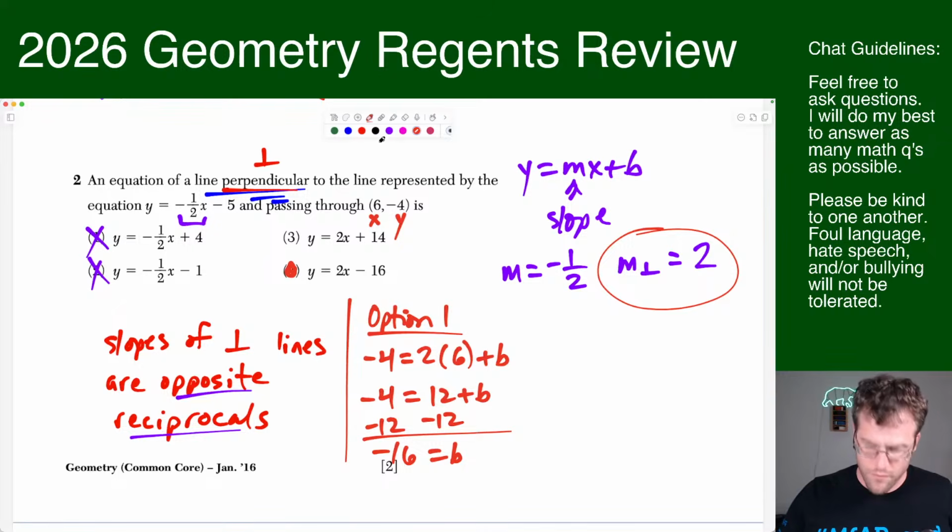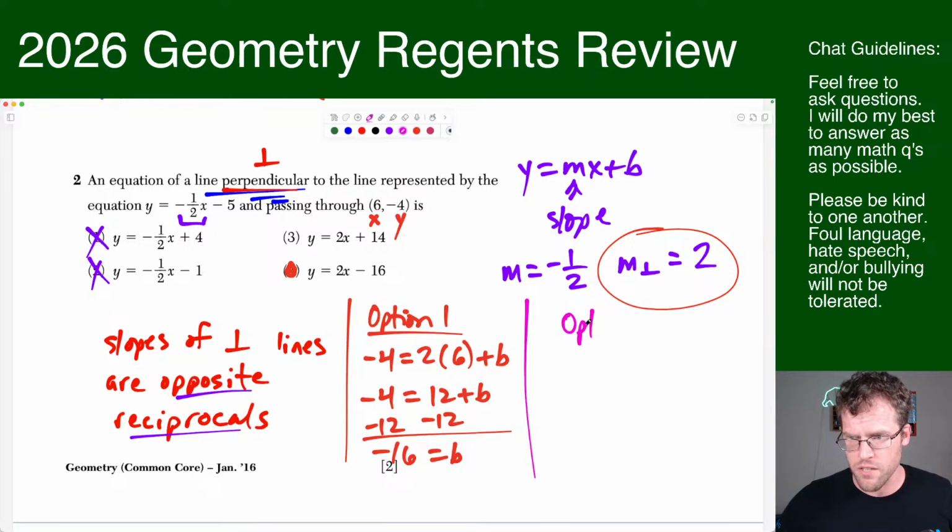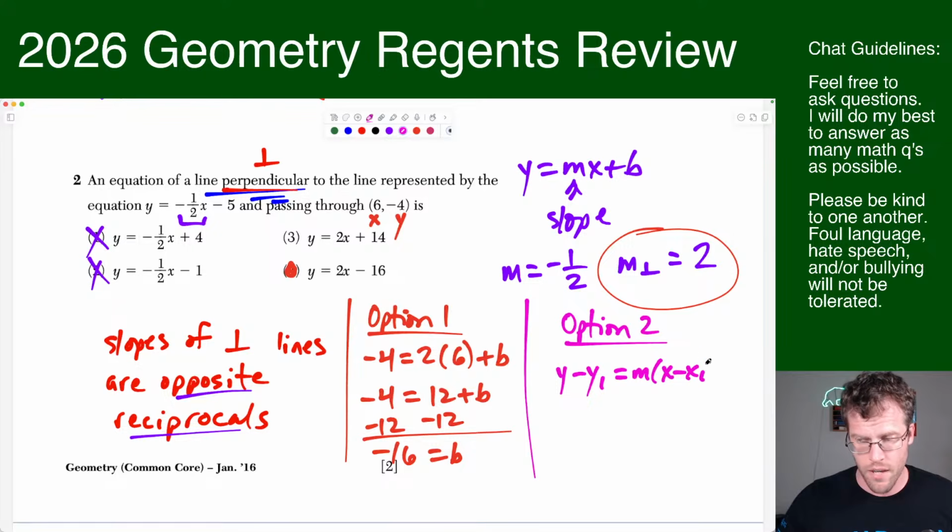Option 2 would be a little different. So option 2, maybe you like this formula more. They do like to use this formula on the Regents. y minus y1 equals m times x minus x1. And here I'd still use this, but now I'd call it x1, y1. And I'd have y minus negative 4 becomes y plus 4 equals 2 times x minus 6.